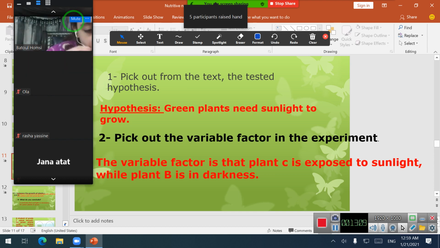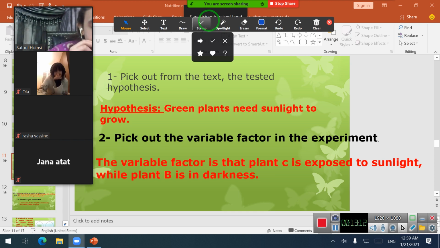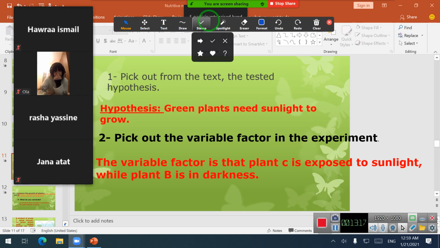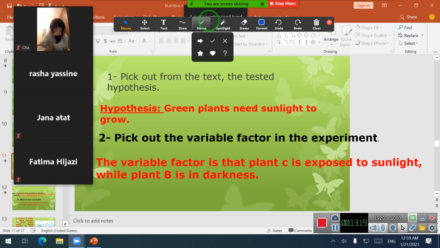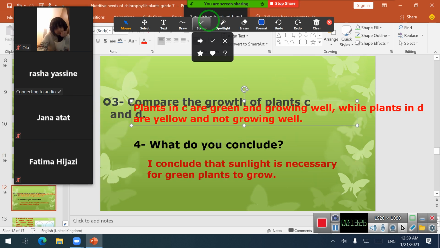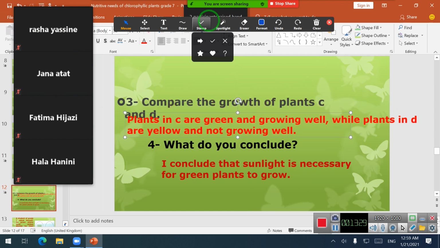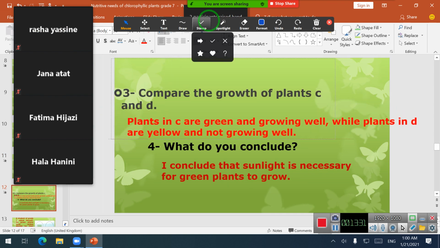Yes, the sunlight is one of the important needs for the plant to grow. Excellent, thank you, Batul. So, the sunlight is necessary. Let's see if your answer is correct. So, sunlight is an important need for the green plants to grow normally or keep its leaves green. Excellent, students. Now, thank you.